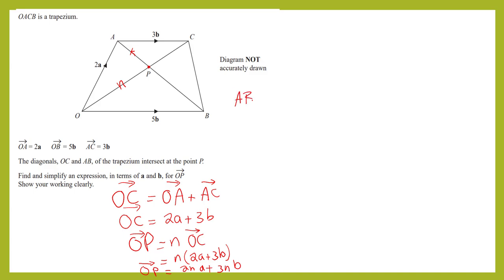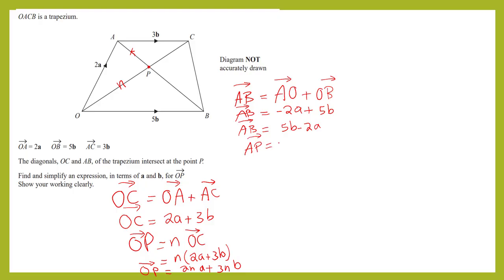Now let's find AB. AB is going through AO, then plus OB. So this part AO is negative 2a, plus OB is 5b. So it can be written as 5b minus 2a. This is vector AB. We found now AB, and we have AP as k. AP is k multiplied by the vector AB, so it will be 5kb minus 2ka. Now we found AP.